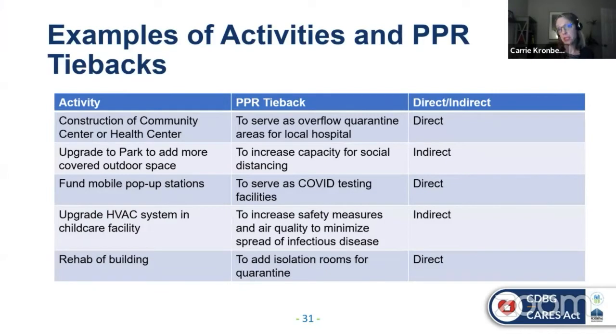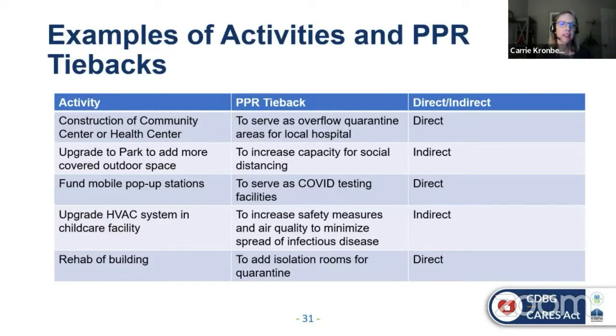Just some examples again of PPR tieback. As I mentioned, you could have direct or indirect impacts. Direct impacts will be more obvious, but you should still document your logic and require that you do that in your procedure. Indirect impacts might require a little bit more explanation. Say with this second one, you're upgrading a park to add more covered space. Well, if you just said that, how is that tied to coronavirus? That's not readily apparent. So go one step further in the explanation: we were trying to increase capacity for social distancing. Maybe this is adjacent to a plaza in the center of town and restaurants around it needed to use that space for some of their outdoor dining, for instance.